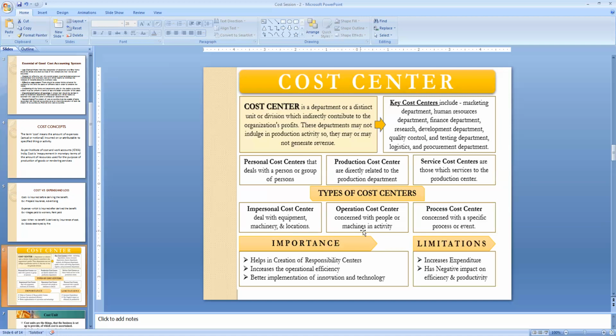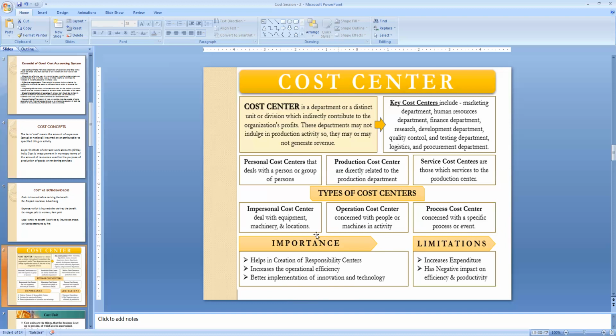Then what do we mean by operation cost center? Those cost centers which are concerned with people or machines in activity. For example, a bus service is provided to the workers coming to the factory. What are all the expenses incurred for the maintenance of the bus, or for bringing the people from their home to the factory? That is called operation cost center. And process cost center is a type of cost center which is concerned with a specific process or a specific event. That is called process cost center.